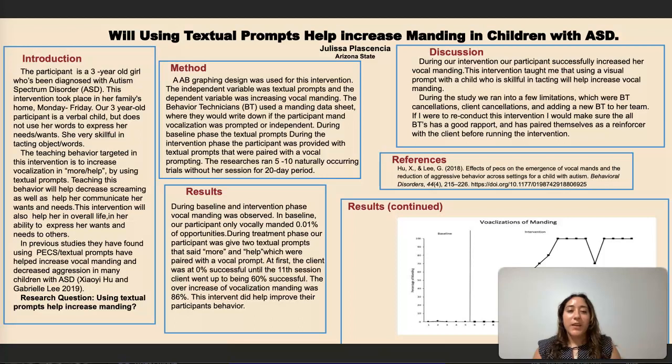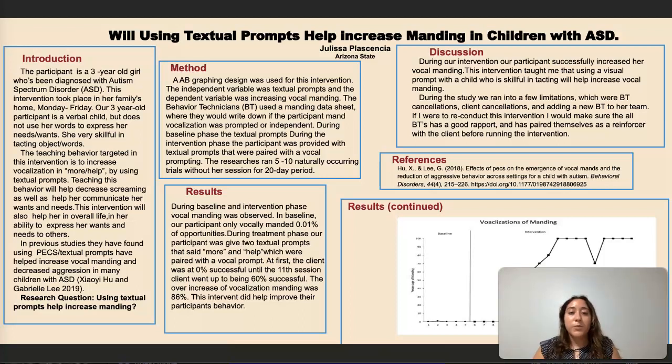So the title is Will Using Textual Prompts Help Increase Manding in Children with ASD? Our proposed research question was, will using textual prompts help increase manding? And our participant was a 3-year-old little girl who's diagnosed with autism. This little girl is a verbal child, just does not use her words to communicate. Most of her words consist of tacting objects, pictures, or people.